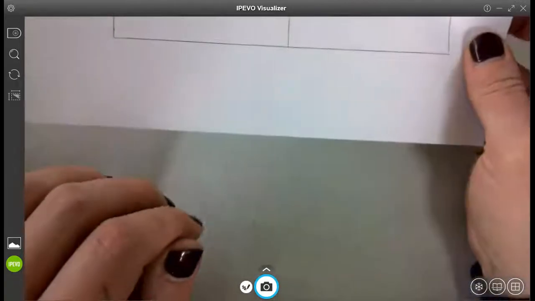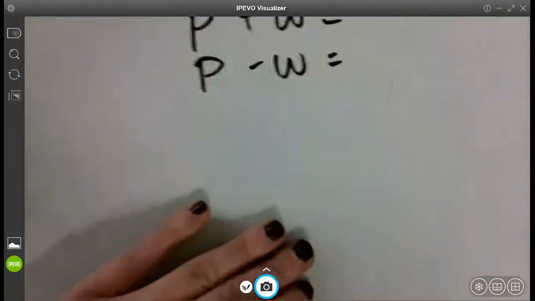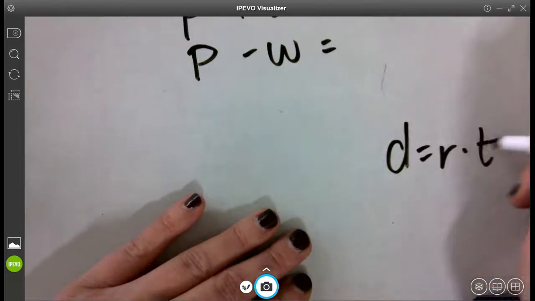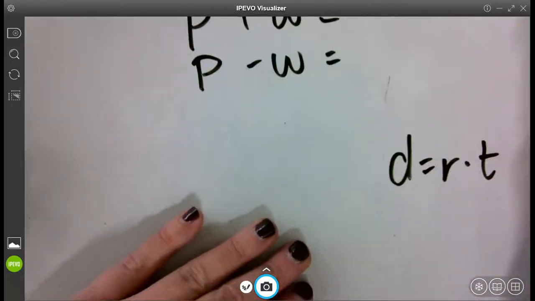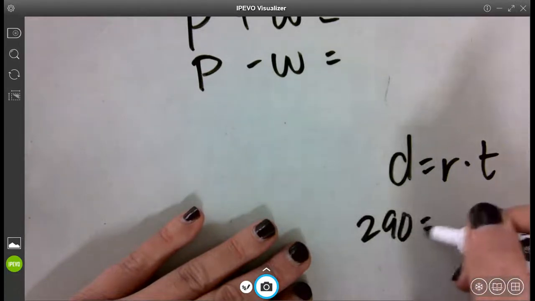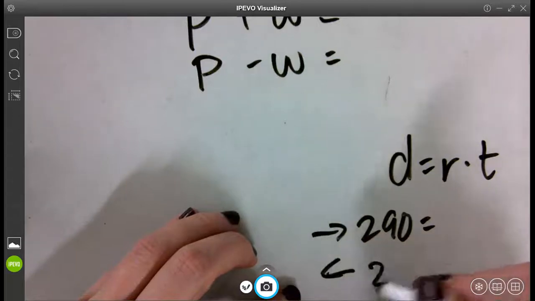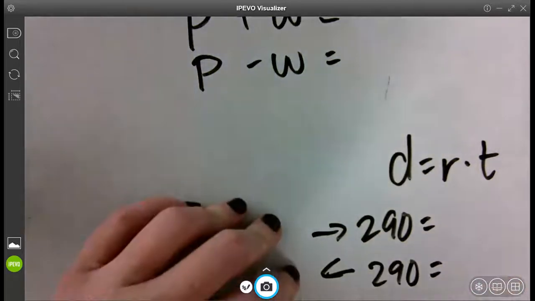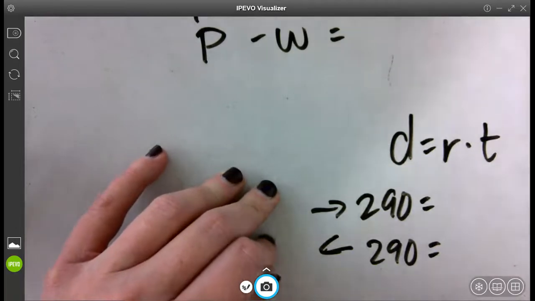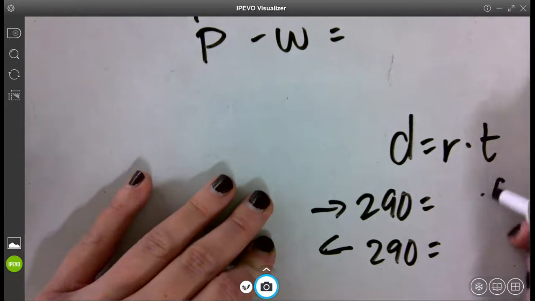Well, they don't tell you the speed. They tell you total it's 580 miles there and back. So if you cut it in half, the distance for 580 cut in half would be 290. 290 there, and 290 back. It said that it took 5 hours, and that was with the wind.